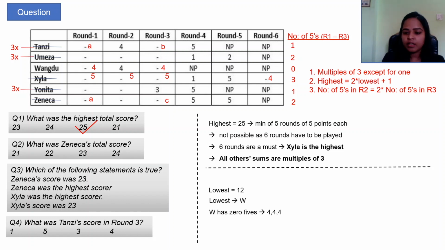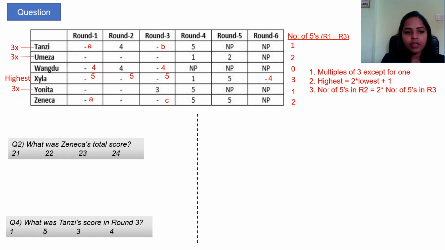So from, let us see if we can answer any other question. So let us look at question 3. Which of the following statements is true? We clearly know that Xyla is the highest scorer and that is one of the options. So definitely we can answer question 3 because we are sure that Xyla is the highest scorer. So now questions 1 and 3 are answered. Let's go to questions 2 and 4.